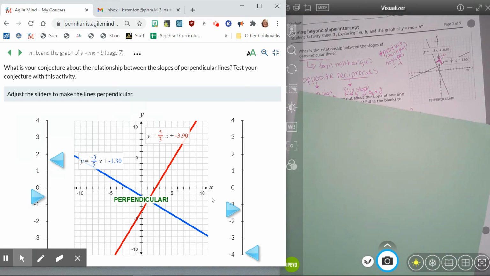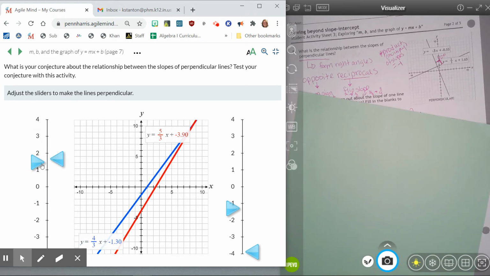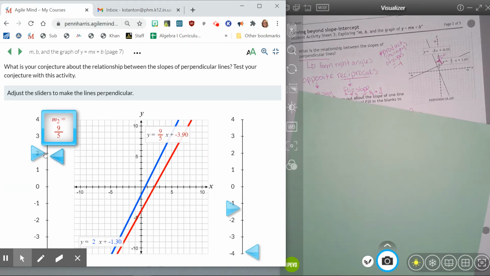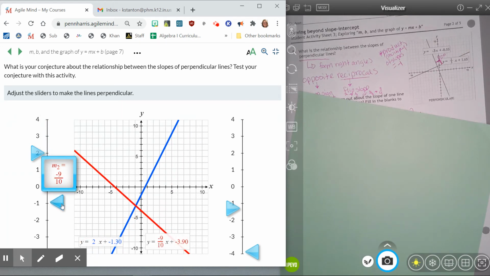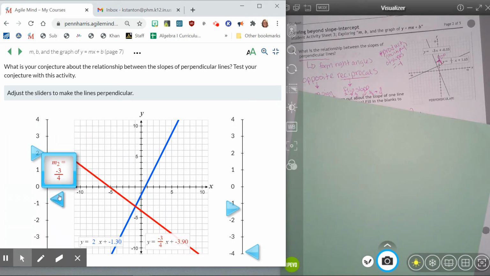So I'm going to do this again. I'm going to make my blue line have a slope of +2. So I want my red line now. So let's adjust my red line. If I do it, it's positive, so the opposite would be negative. But if I did that, that's not perpendicular. I also have to take the reciprocal. So a positive 2 is going to turn into a negative 1 over 2. So there we go.